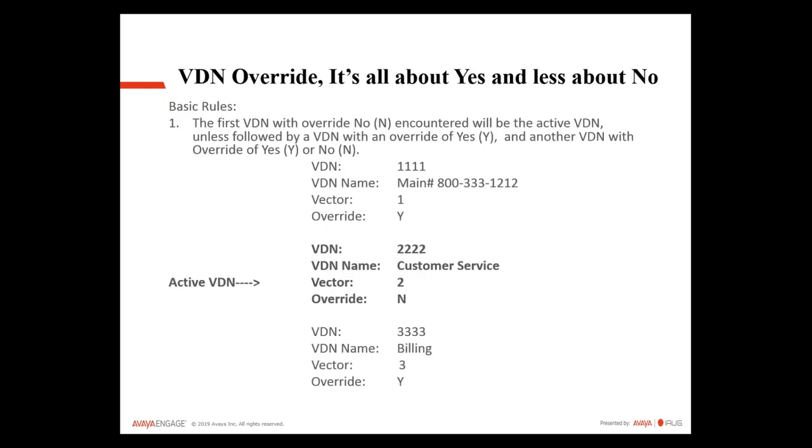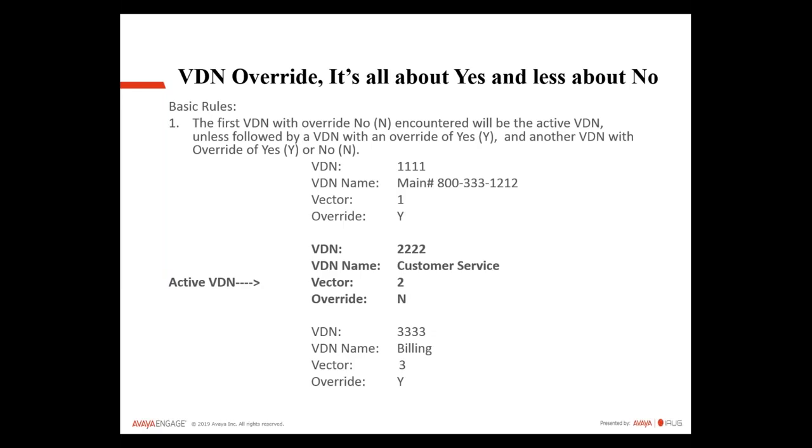So if you think about it as it's all about yes and less about no, then it helped me, at least in my brain, to keep it all straight. So no is the default, but if you think about the VDN override as the next VDN in line asking the prior VDN, can I override you? The entry in the VDN override field of the first VDN will give the answer.